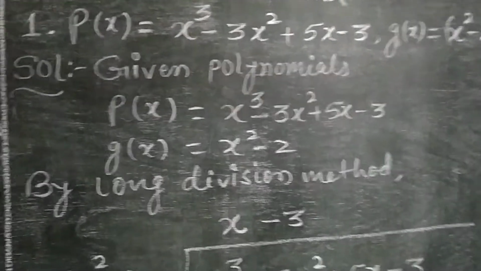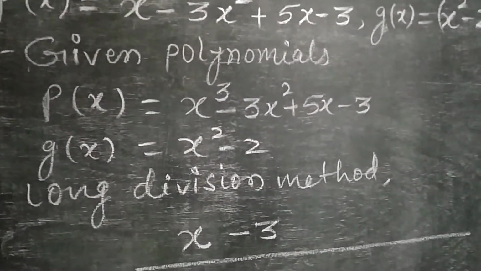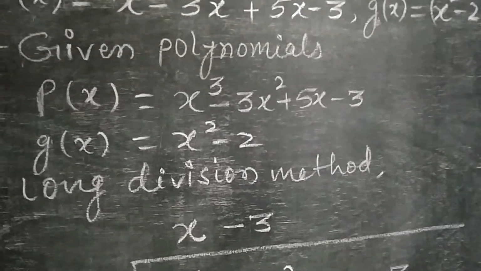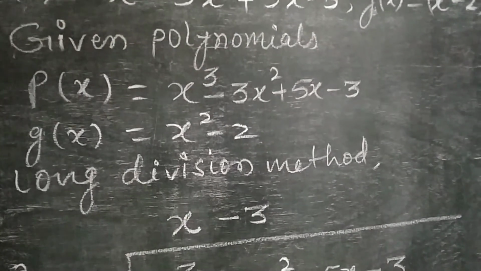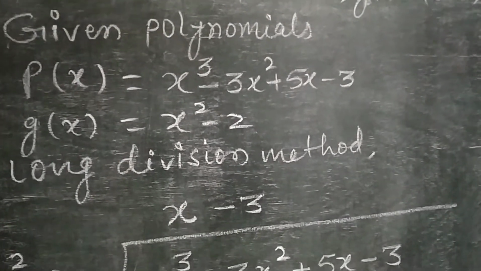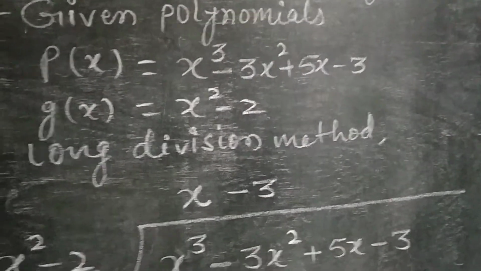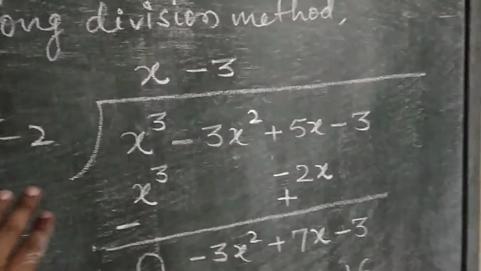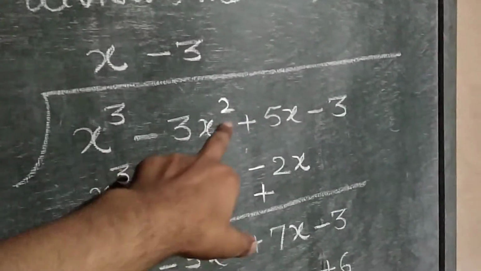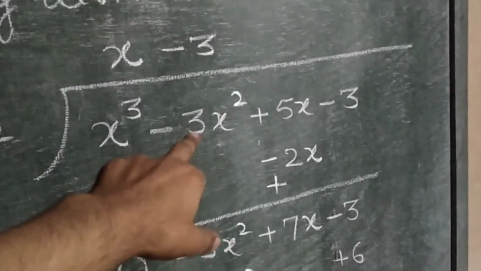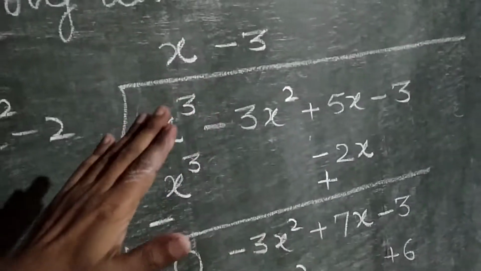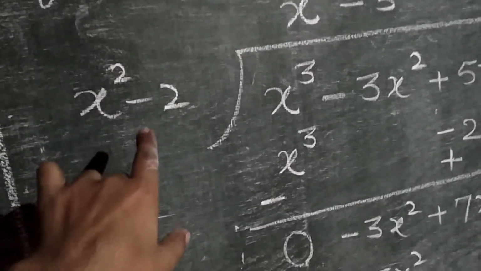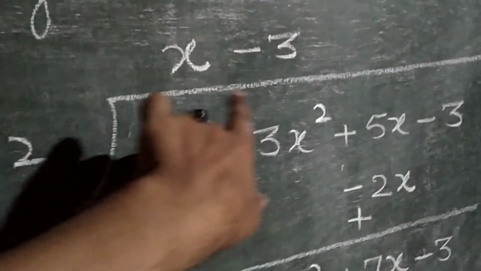So first we'll write the given polynomials. Given polynomials are p of x equal to x cube minus 3x square plus 5x minus 3 and g of x equal to x square minus 2. So here it is clear that the degree of g of x is less than the degree of p of x. So we will divide p of x by g of x. So by long division method, we will first write the p of x here, which is the dividend x cube minus 3x square plus 5x minus 3, and outside of this line we will write the g of x, that is x square minus 2, and here we will write the quotient.